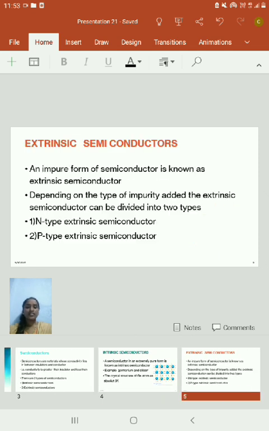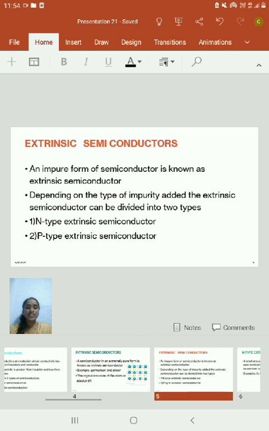Extrinsic semiconductors. An impure form of semiconductor is known as an extrinsic semiconductor. Depending on the type of impurity added, the extrinsic semiconductor can be divided into two types: number 1, N-type extrinsic semiconductor and number 2, P-type extrinsic semiconductor.